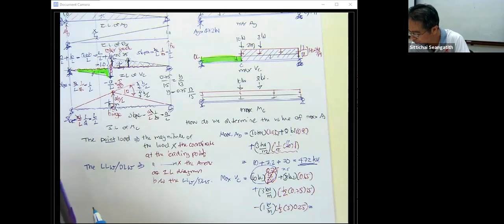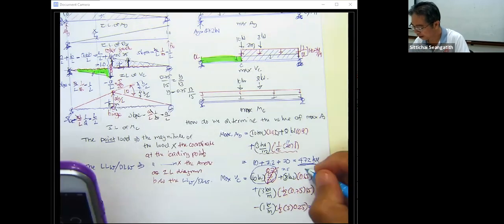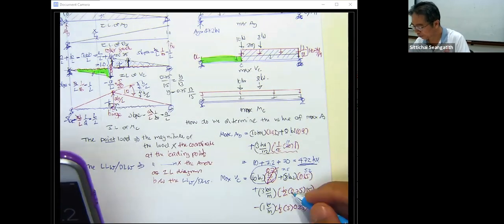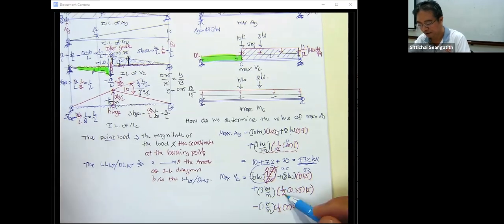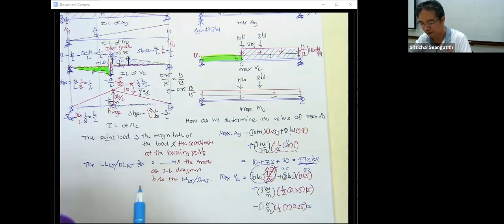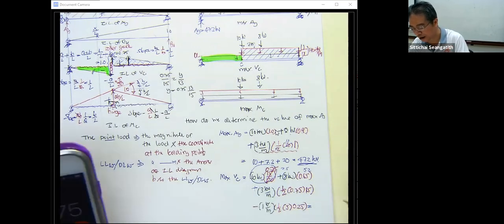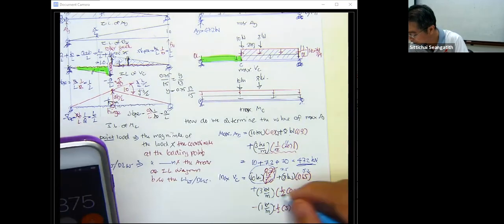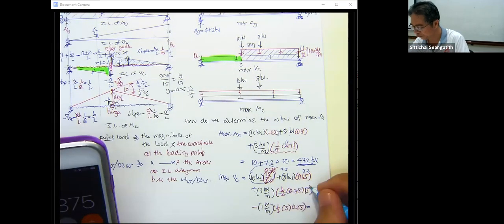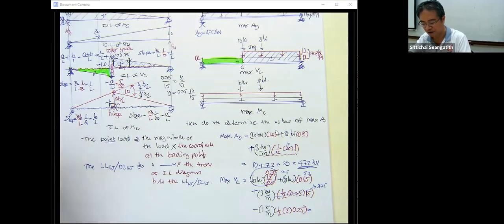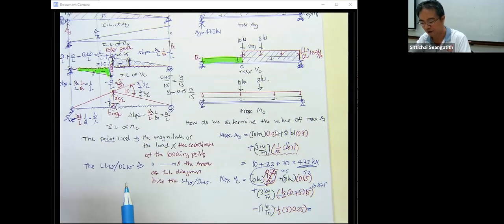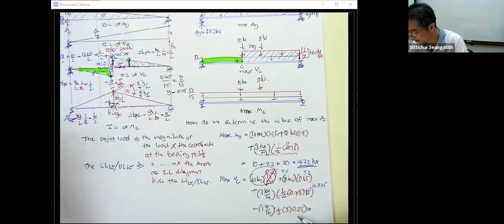That is 5.2, and this is going to be 1.5 times 0.75 times 15. That is going to be 16.875. Right? Yes, 1.5 times 15 times 0.75. Okay, that's great. And the last one is the negative.